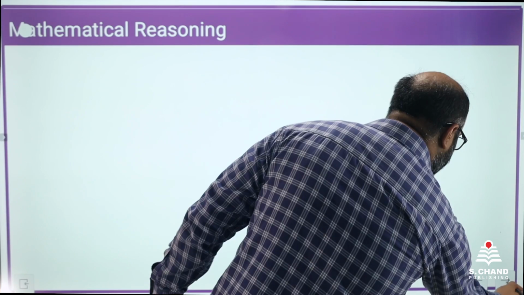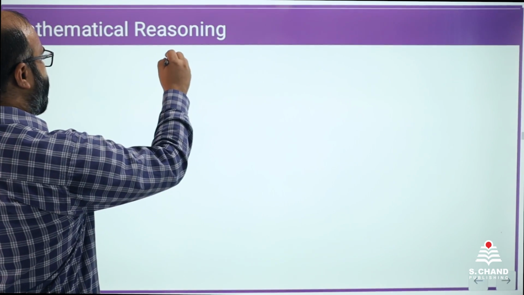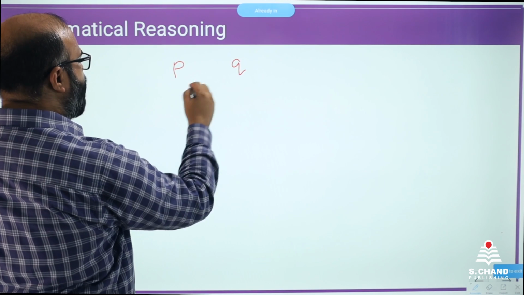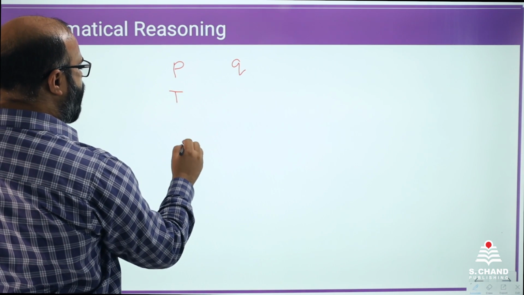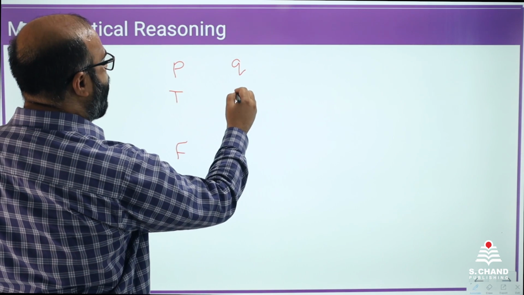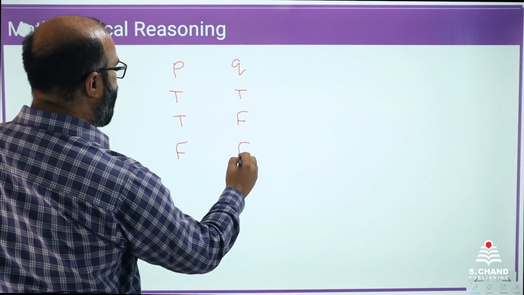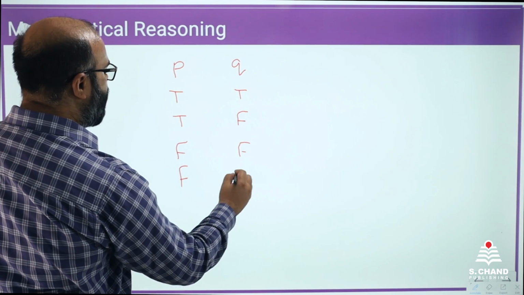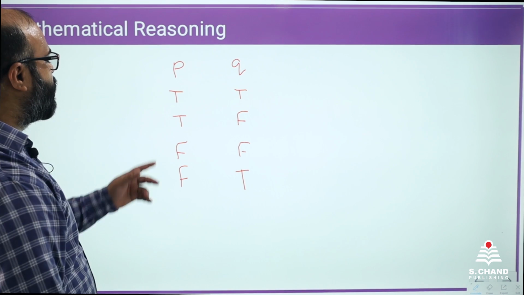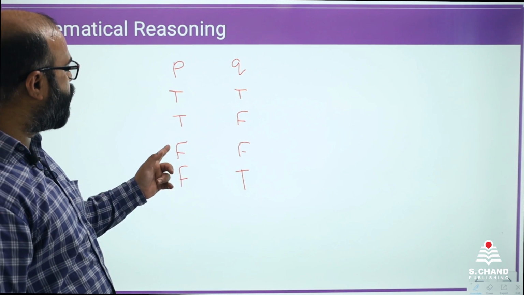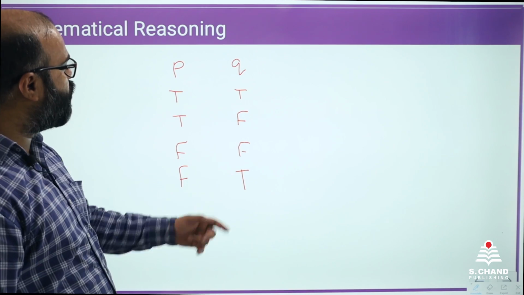Next, if we talk about P and Q, P has truth value true or false. Similarly, Q can have truth value true or false. So how many combinations will there be? There may be 4 combinations: P true, Q true; P true, Q false; both false; P false, Q true.